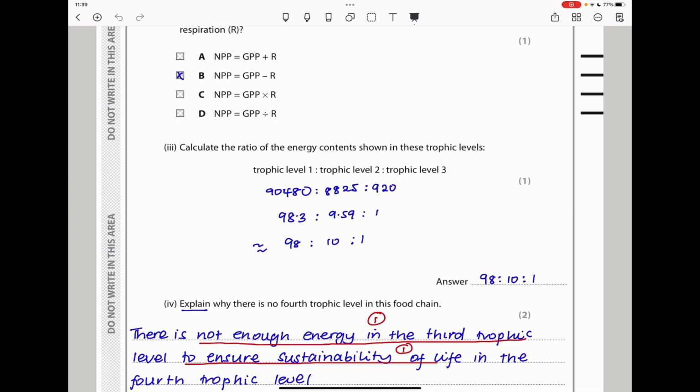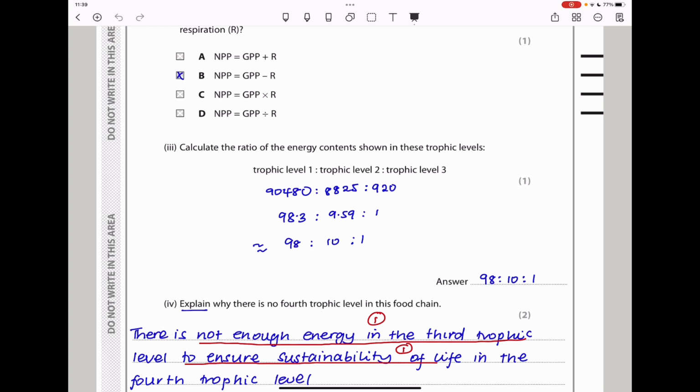Then they say, calculate the ratio of the energy content shown in these trophic levels. So trophic level 1 to trophic level 2 to trophic level 3. I got from the table, this was the information present there. And dividing each by 920, this gives me a 1. That gives me a 9.59. And that gives me a 98.3.